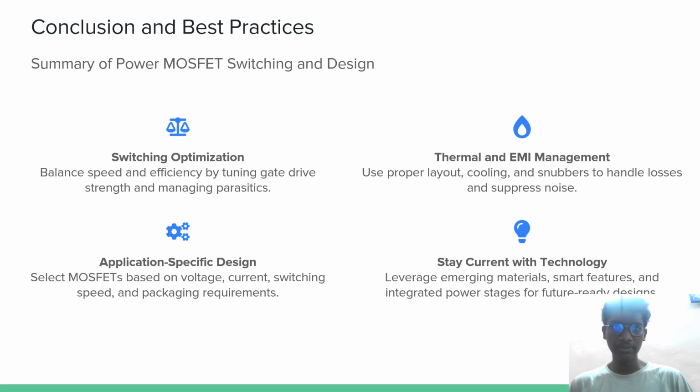Conclusion and best practices. Switching optimization: balance speed and efficiency by tuning gate drive strength and managing parasitics. Thermal and EMI: use proper layout, cooling and snubbers to handle losses and suppress noise. Application specific design: select MOSFETs based on voltage, current, switching speed and packaging requirements. Stay current with technology: leverage emerging materials, smart features and integrated power stages for future-ready design.